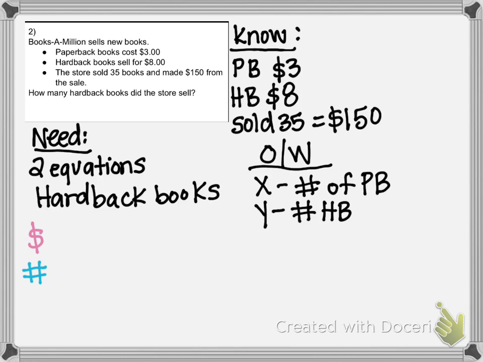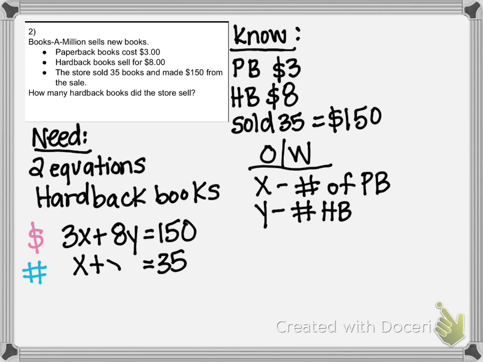So when I'm looking at this, the how much, the paperbacks are going to be $3. So 3x plus hardbacks was $8, so 8y equals $150. And then they sold a total number of 35 books. So we don't know how many hardback, we don't know how many paperback, but we know x plus y equals 35.